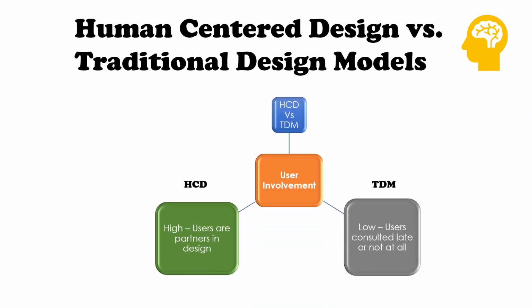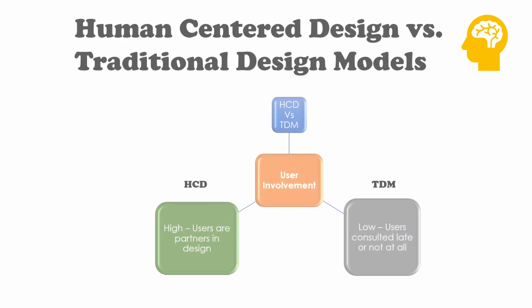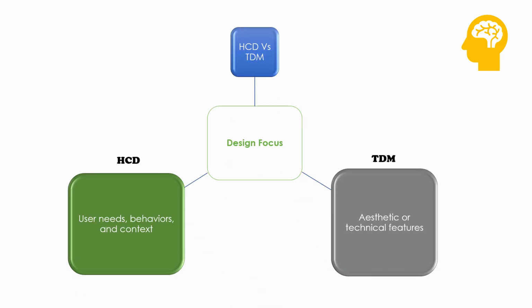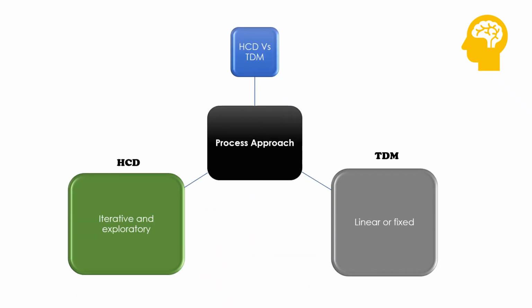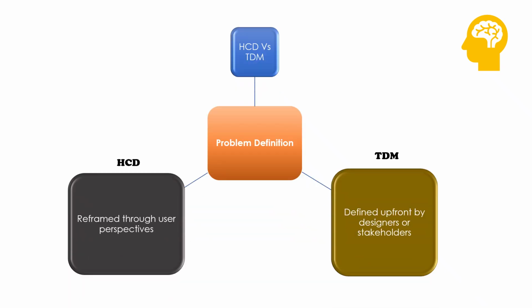1. User involvement. In human-centered design, users are partners in design. 2. Design focus. In human-centered design, design focuses on user needs, behaviors, and context, while in traditional designs, it focuses on aesthetics and technical features. 3. Process approach. In human-centered designs, iterative and exploratory processes are used, while in traditional designs, linear and fixed processes such as waterfall are employed.